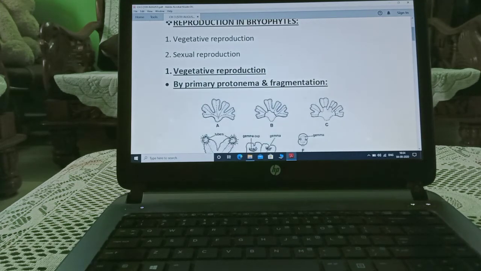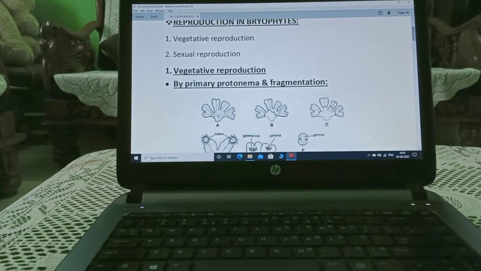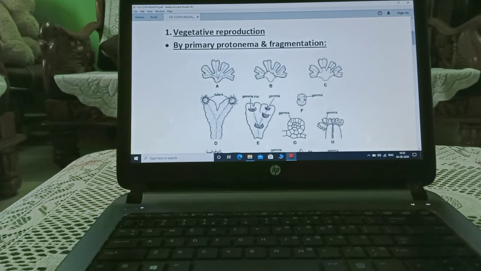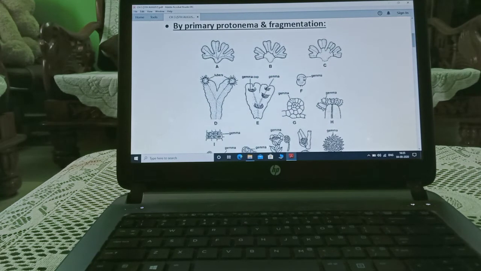We will start with vegetative reproduction. It is by primary protonema and fragmentation. Here we know that fragmentation means a plant is divided into many pieces and each piece will convert into the form of a new plant, and this part will be known as protonema. Now we can see this is the part of the plant. Now how this is developed, tubers. This is the vegetative mode of reproduction.